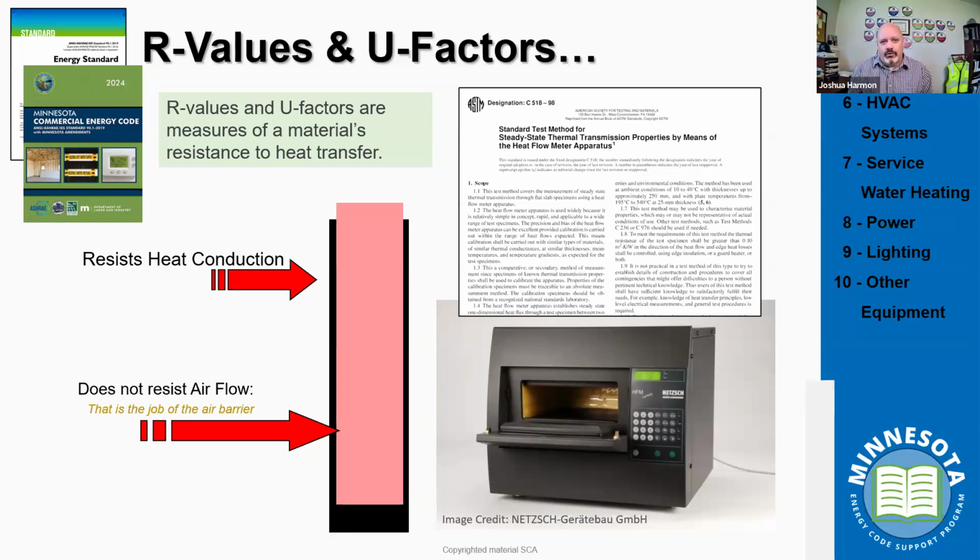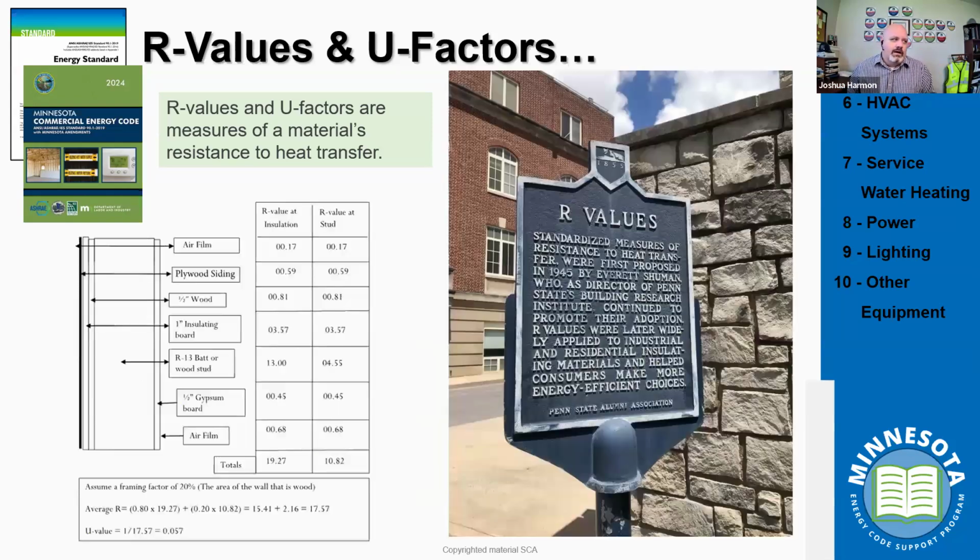That's how we get an R value or a U factor. Now remember, U factors came first. They're now celebrating 325 years of existence. The R value actually came after, as we came back out of World War II.